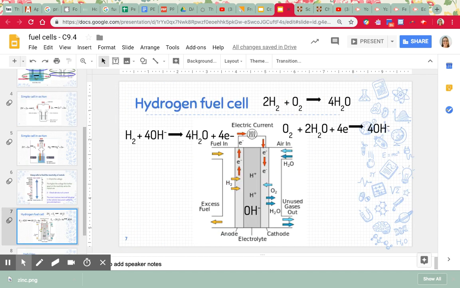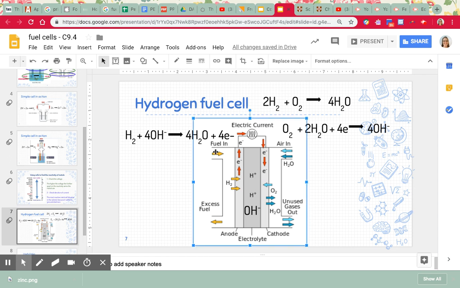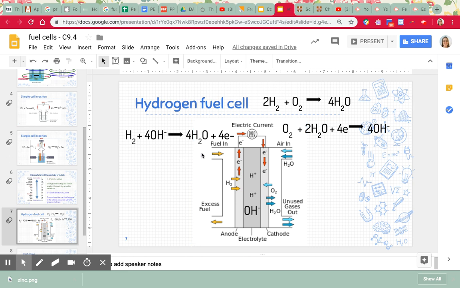So let's have a look at a hydrogen fuel cell. Remember, we don't need to know in great detail how this works, but you do need to know the basics. So let's have a little look here. Here's where the fuel comes in. We just run this fuel here. In the middle, we have this membrane. And on the other side of that membrane, we have air being pumped in. Now, that's where we get our oxygen from.